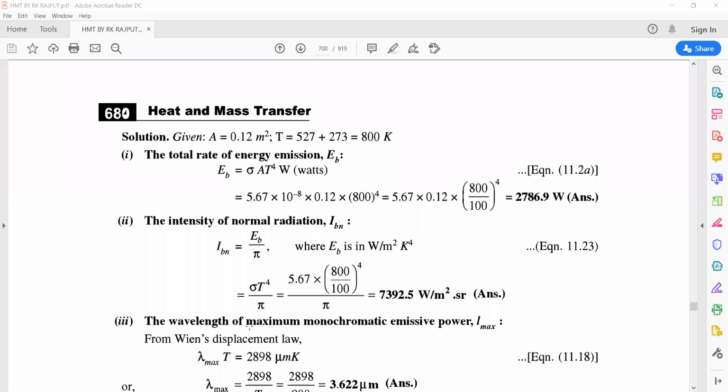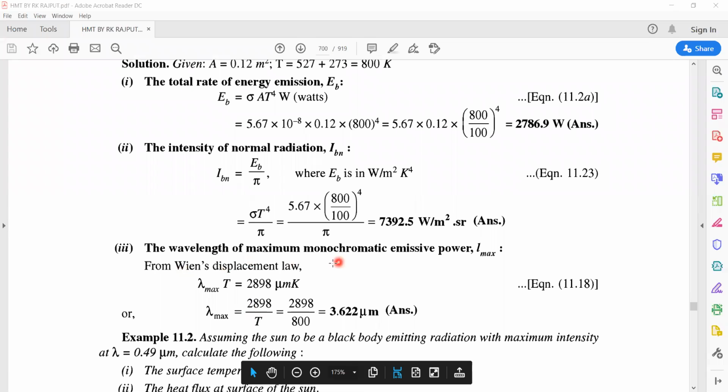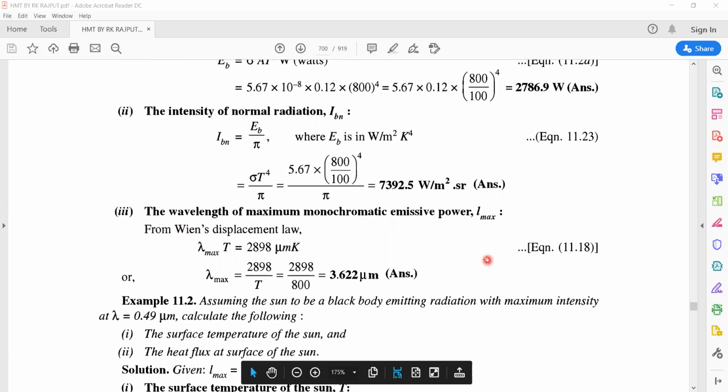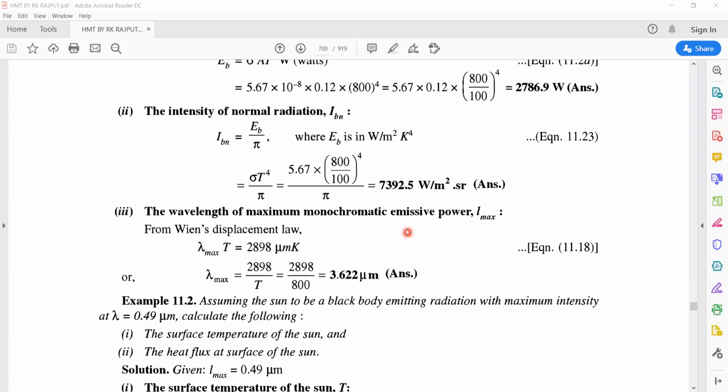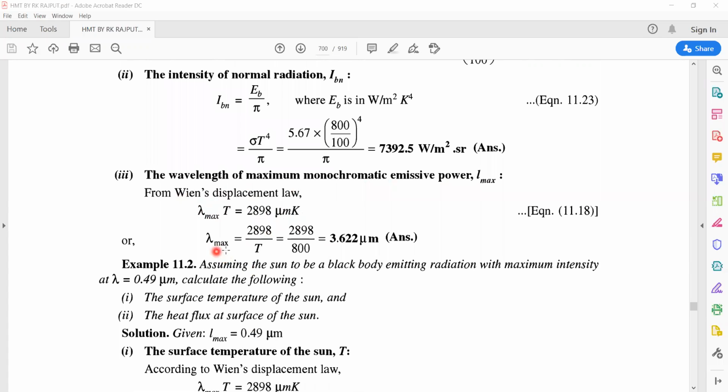Now the next bit is the wavelength of maximum monochromatic emissive power. It is given by Wien's displacement law. You can see this relation in the data handbook as well. In Wien's displacement law, lambda max into T equals 2898 micrometer kelvins. So lambda max equals 2898 divided by T, equals 2898 divided by 800.